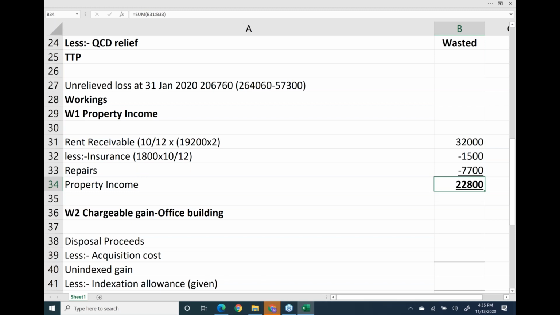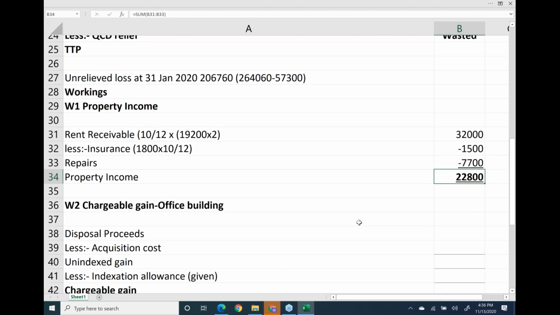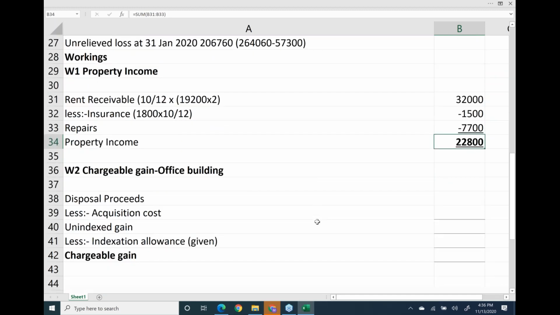Okay, now my dear students, let's move to chargeable gains working. How do we have to do chargeable gains working? The first thing is disposal proceed. What is the disposal proceed? I hope you remember. Disposal proceed is 126,800. Check it out.